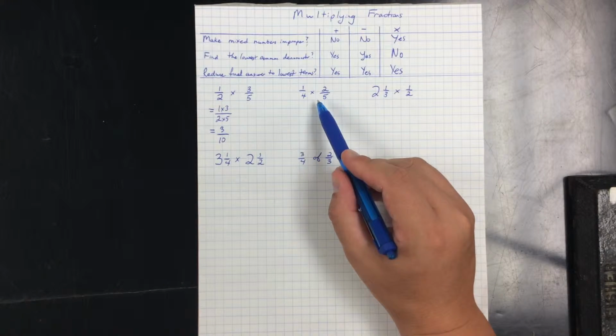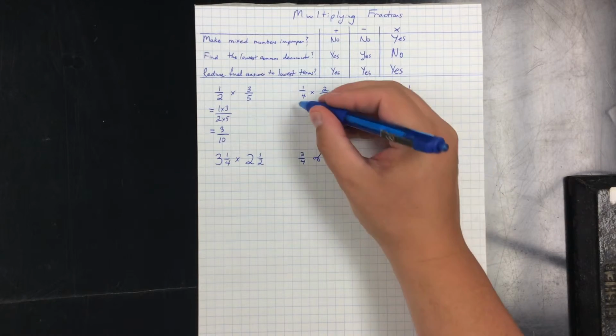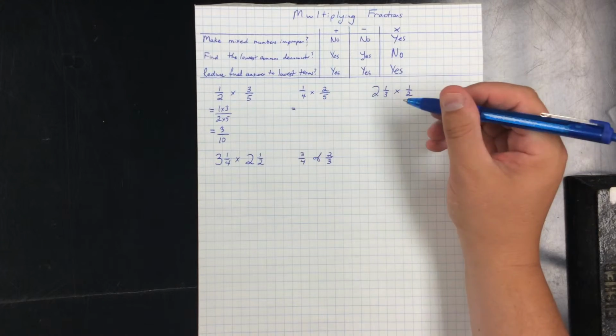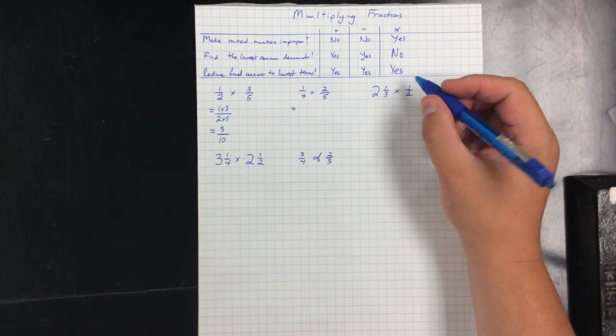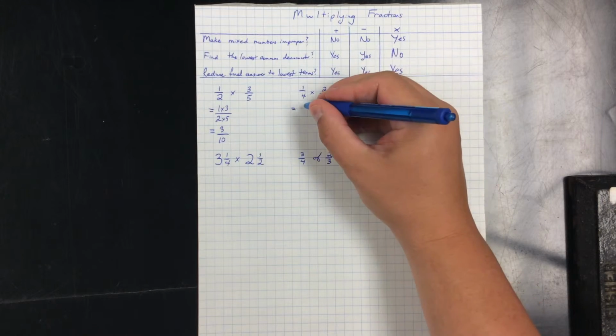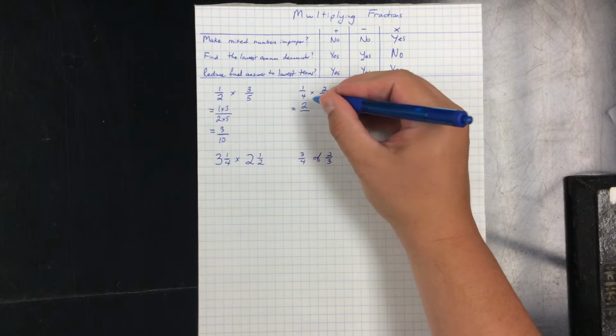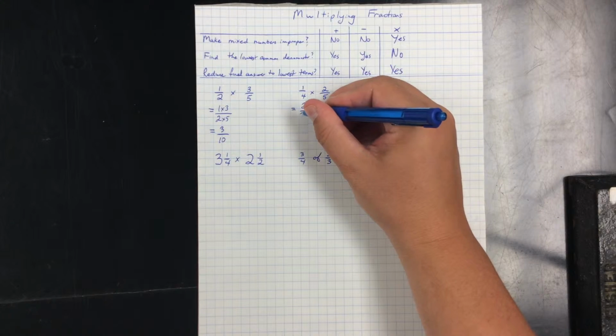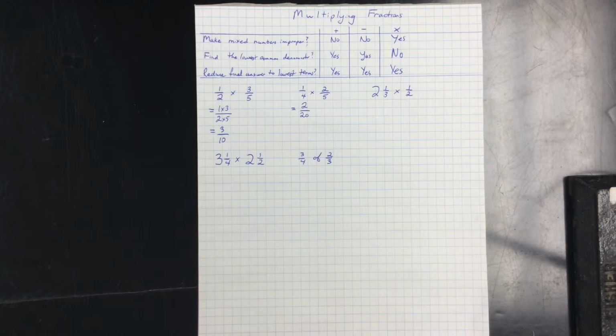Alright, let's try 1/4 multiplied by 2/5. Again, there are no numbers we need to make mixed, and we don't have to find a common denominator, so we can just start by multiplying the numerators. 1 times 2, which is 2, and 5 times 4, which is 20, and I get 2/20ths.